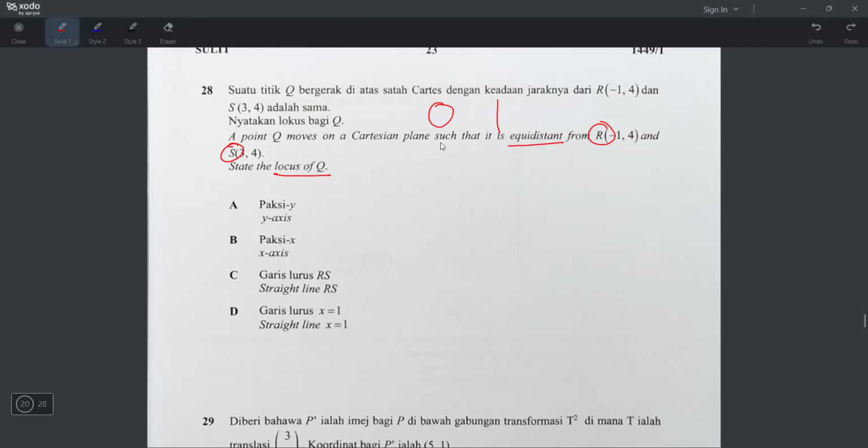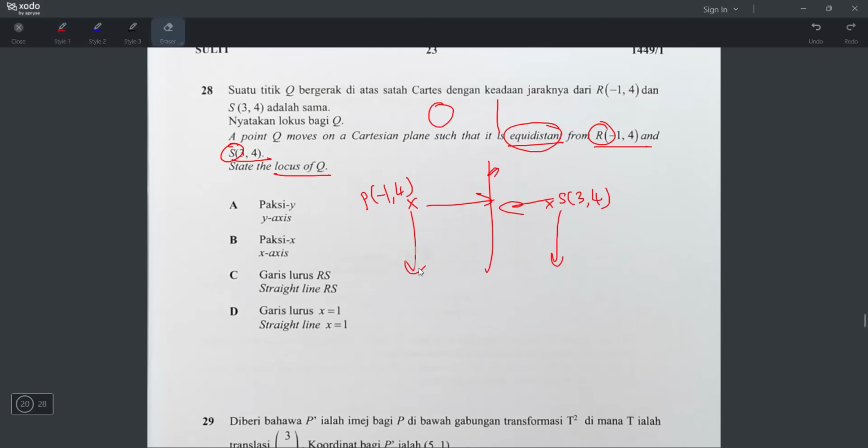Point Q moves on the Cartesian plane such that it is equidistant from R and S. Okay, R and S are two fixed points. What do I mean by fixed point? It means this point does not move. And since this is at negative 1, 4, and this is at 3, 4, the point S will be at the same level as P. You know why same level? Because they both have the same Y coordinate, but the X coordinate is different. This one is negative 1, this one is 3. They are at the same level because they have the same Y coordinate, right?